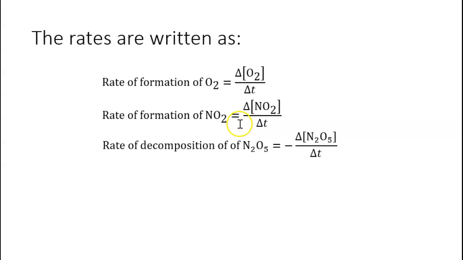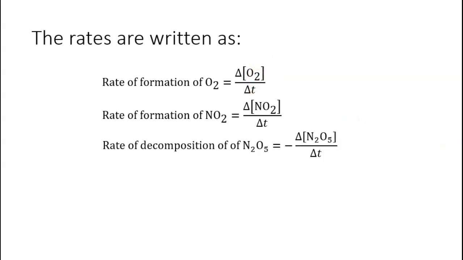We can look at the rate in terms of each participant in the reaction. So we can consider the rate of formation of the oxygen, which is going to be the delta concentration of oxygen over delta time, right? So the delta symbol means change. So this is a change in the concentration. The brackets, remember, brackets are meant to represent concentration.